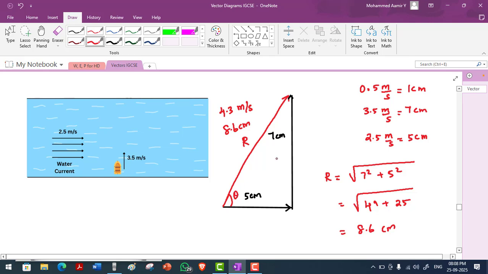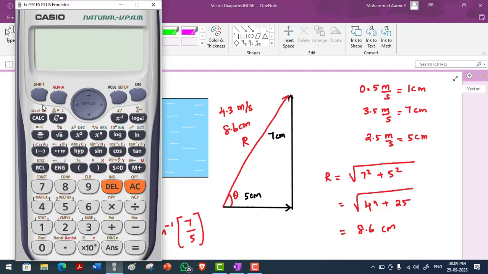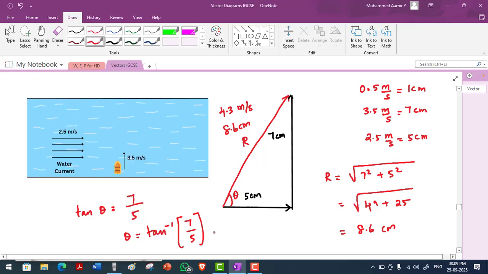If they ask what is the angle, then you can do opposite by adjacent. Tan theta will be equal to 7 by 5. Theta will be equal to tan inverse of 7 by 5. No need to divide, because you will divide for both of these anyway, so it will not make a difference. If I do tan inverse of 7 by 5, I will be getting 54 degrees.